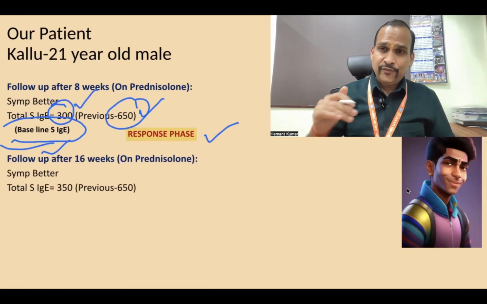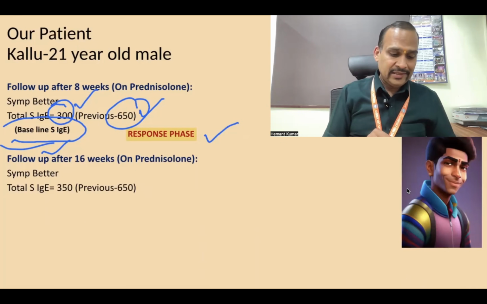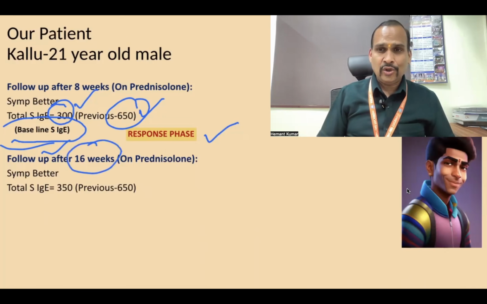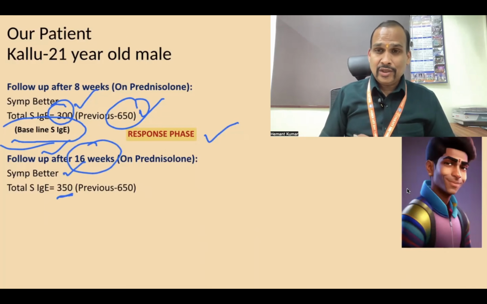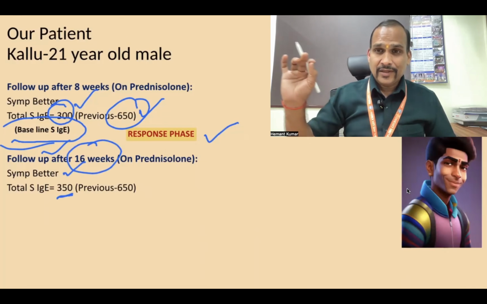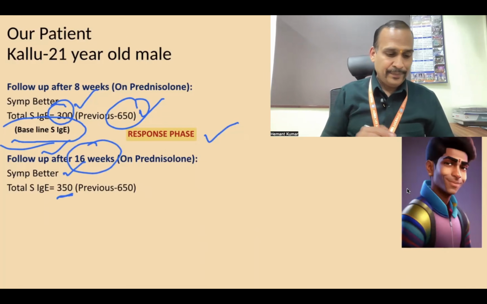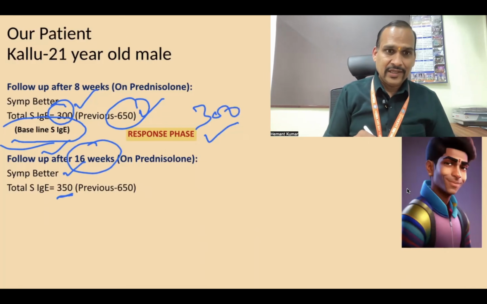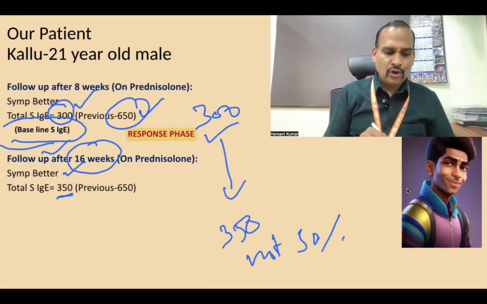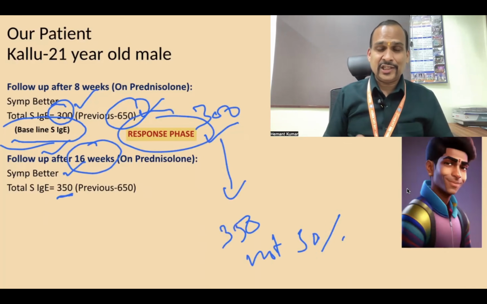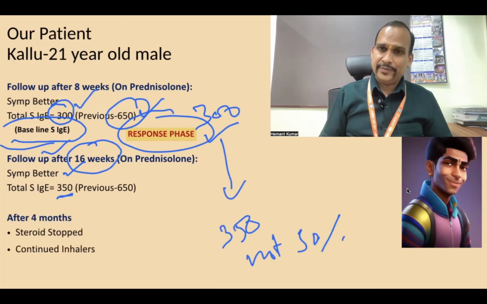Another follow up we have to do at 16 weeks, or after 4 months on steroid. The patient was symptomatically better, IgE was slightly raised, but not increased more than 50%. Baseline is 300, now it is 350. So slightly increased, not 50%. This phase is called response phase, meaning the patient is responding well to steroid treatment.